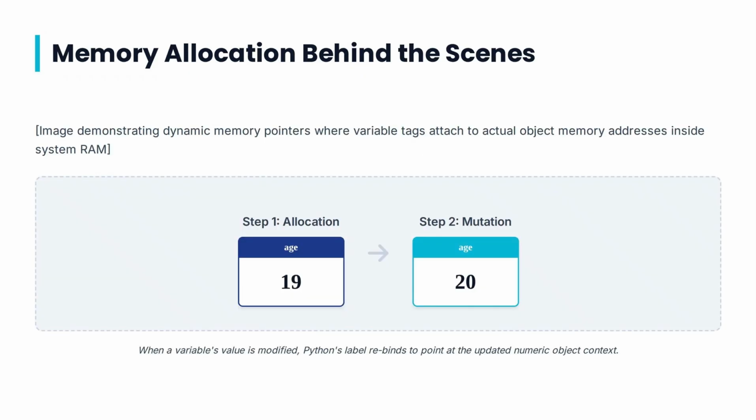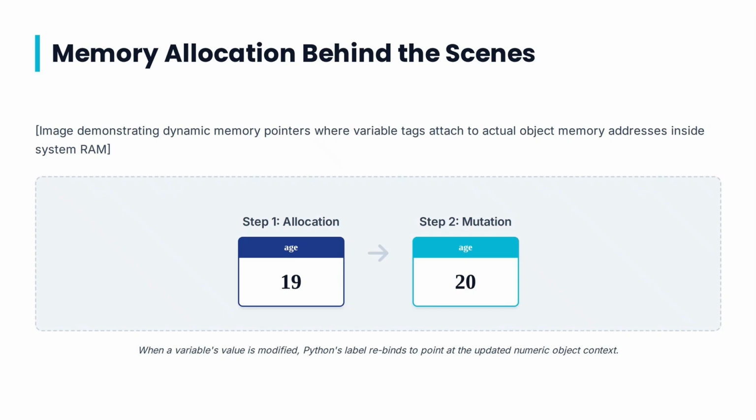Then comes memory allocation behind the scenes. Behind every step we do, everything we store, every print statement, there is a memory allocation. When we give age equal to 20, memory is allocated where the 20 is stored. This happens in the backend, but we should have a basic knowledge about this. Imagine an image demonstrating dynamic memory pointers, where variable tags are attached to actual object memory addresses inside the system RAM.